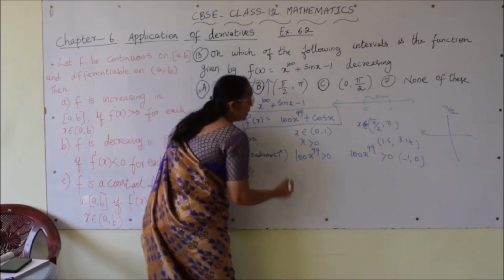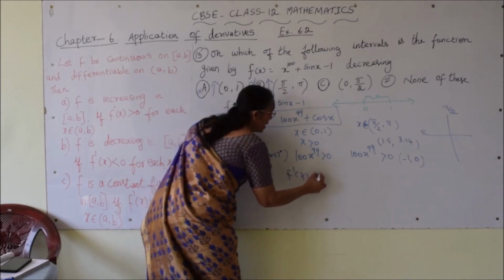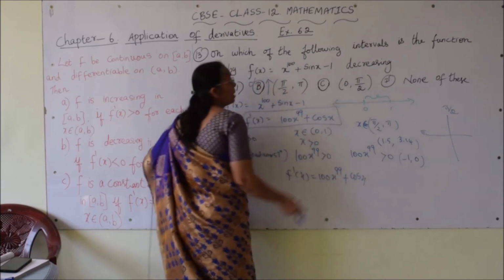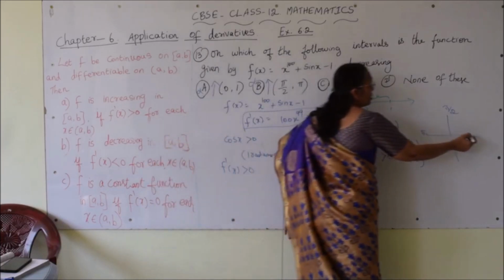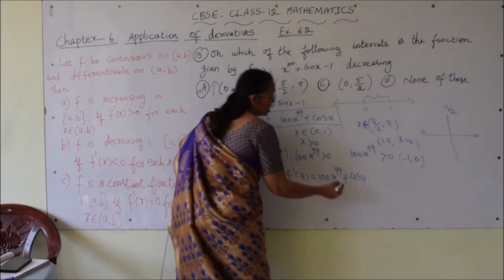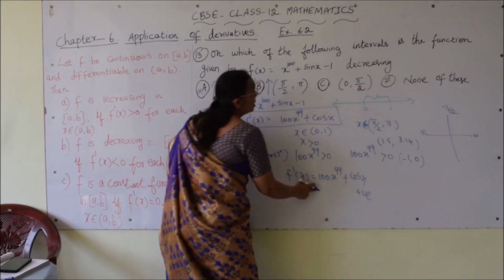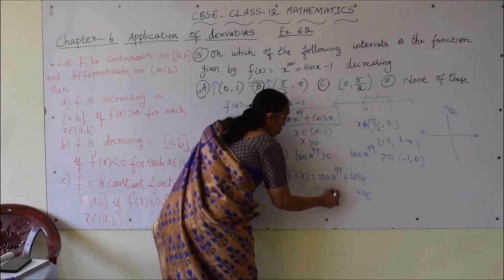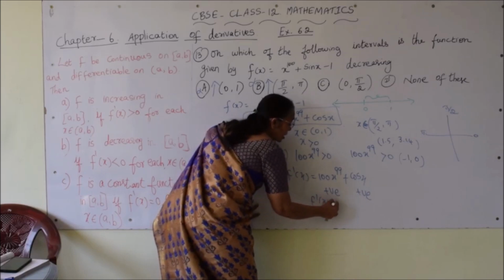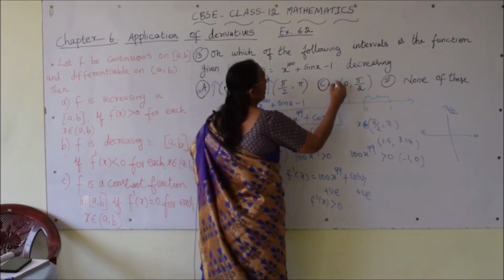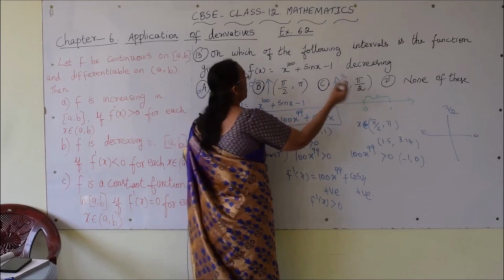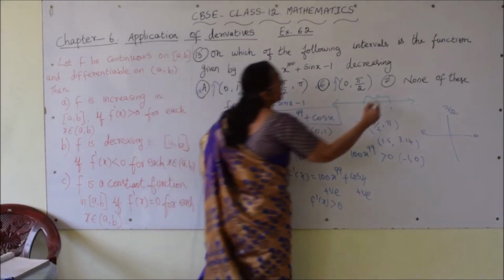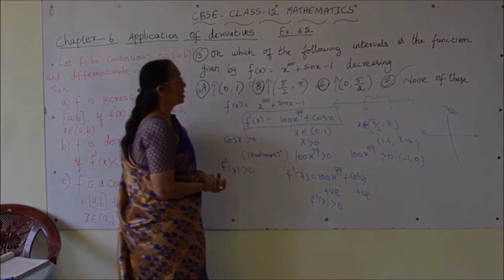Now, coming to option C. So, f dash of x is the same: 100x power 99 plus cos x. Now, we have to check the interval 0 comma pi by 2, which is the first quadrant. So, in the first quadrant cos x is positive. Again here, the value of pi by 2 is approximately 1.5, so this is also positive. So, f dash of x is greater than 0 even in the interval 0 comma pi by 2. So, the function is increasing in the interval 0 comma pi by 2, it is not decreasing. So, in none of these intervals is the given function decreasing. Therefore, option D is the correct answer.